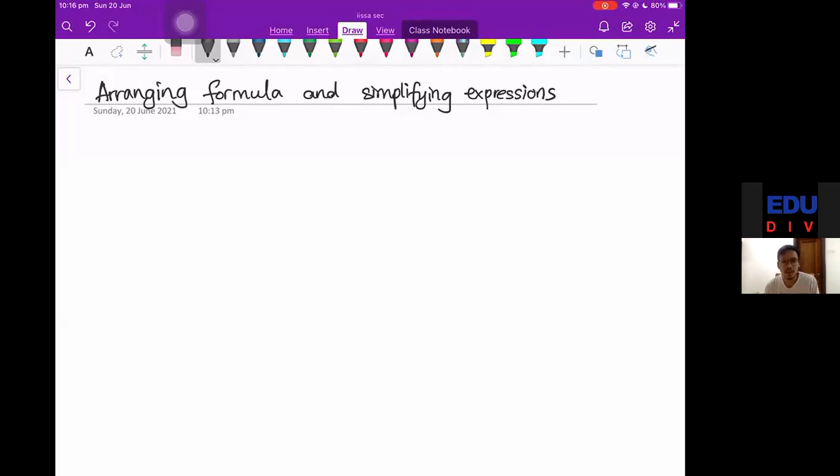So today we're continuing our algebra lesson. Today we are doing rearranging formula and simplifying expression. So let's start by rearranging formula.